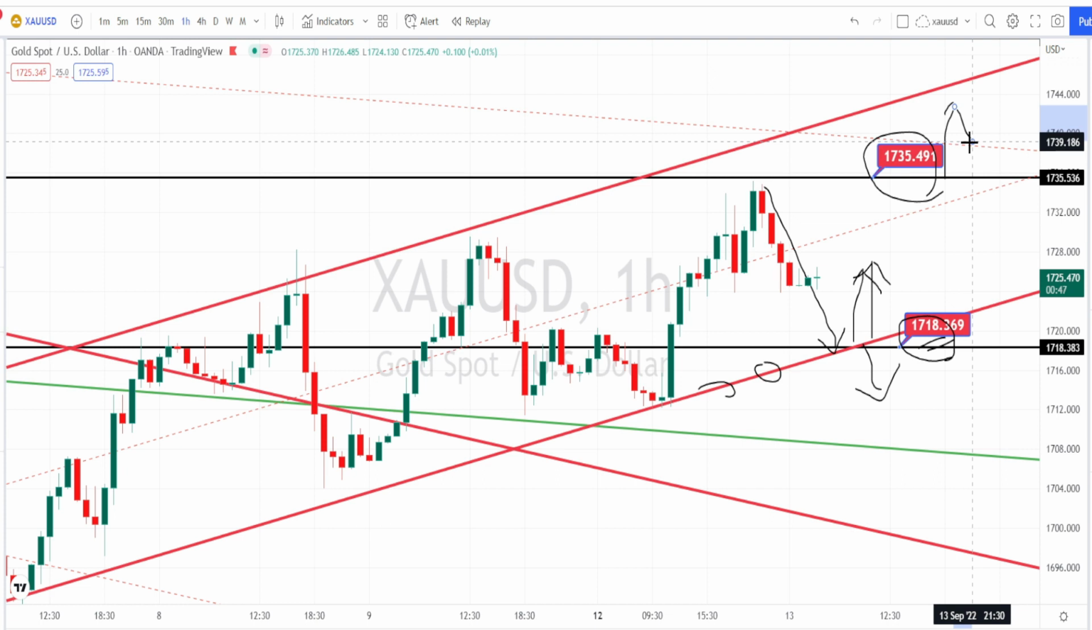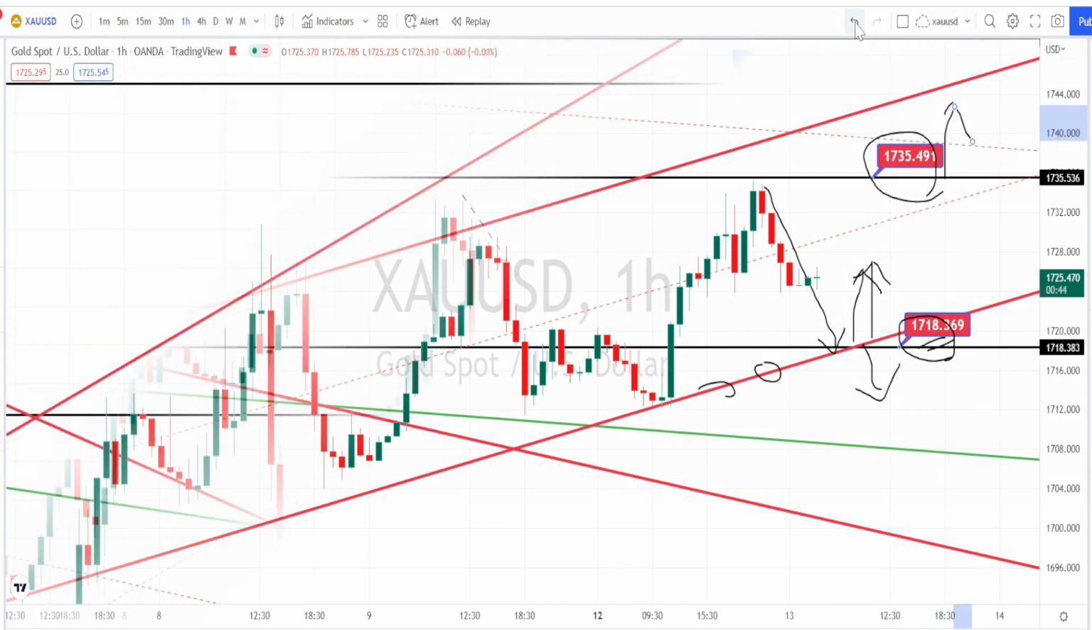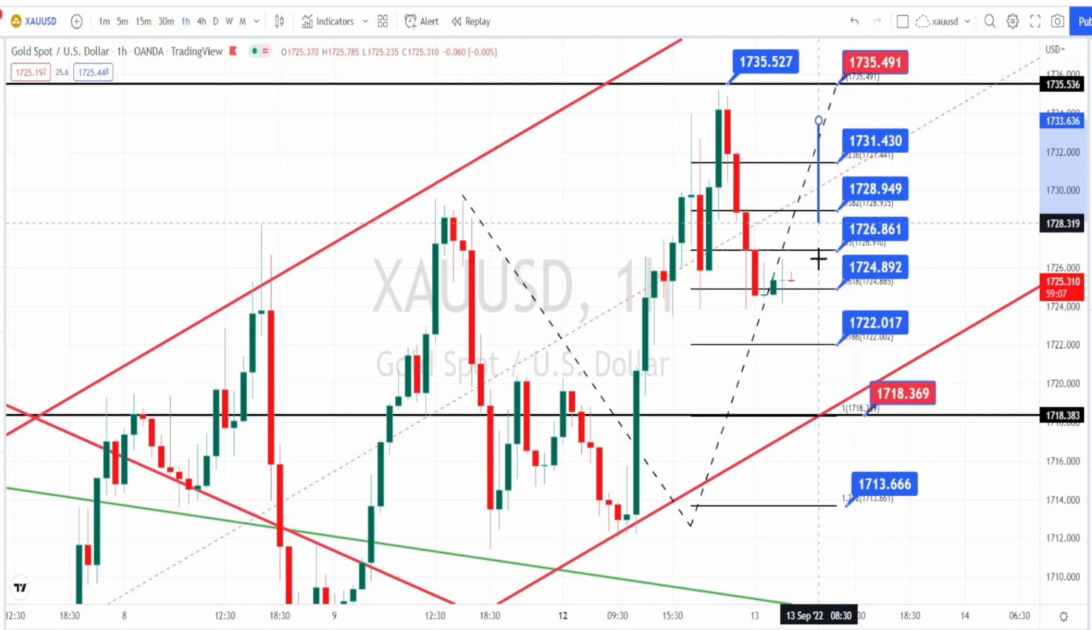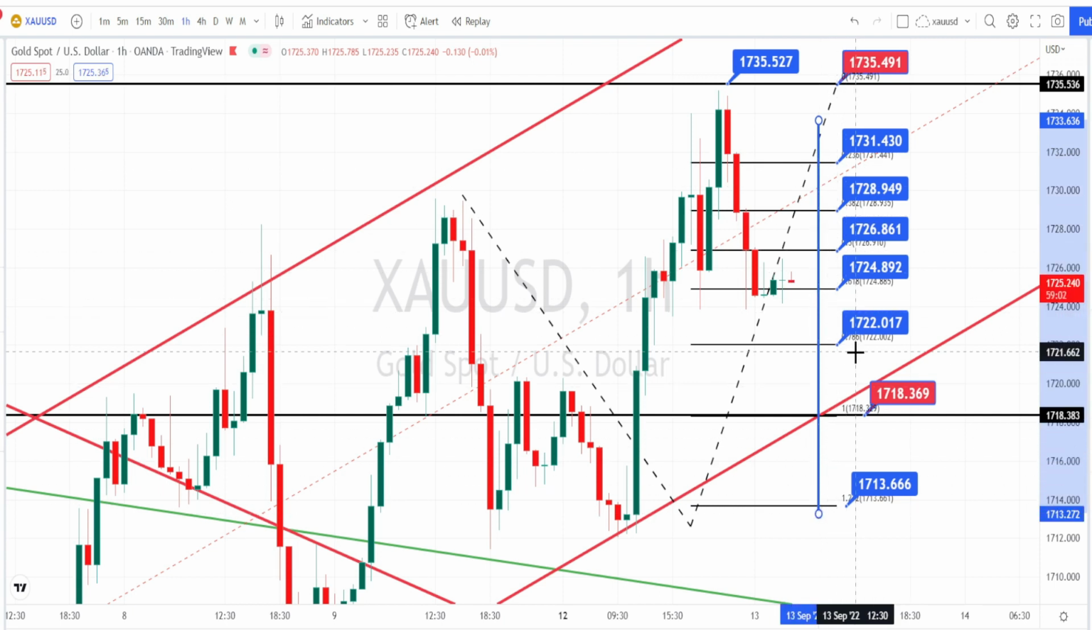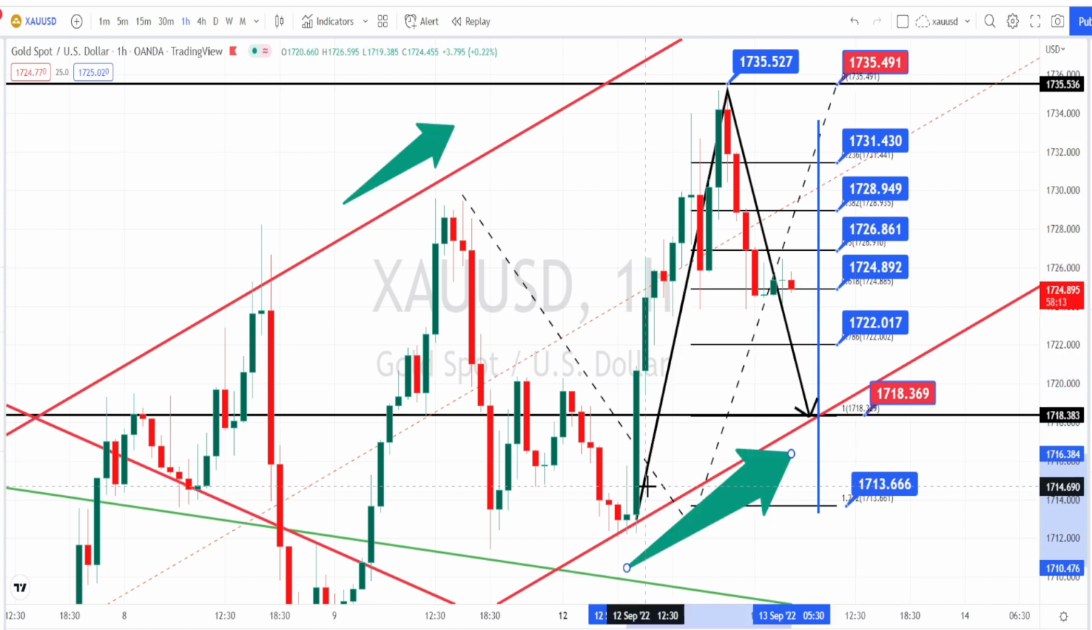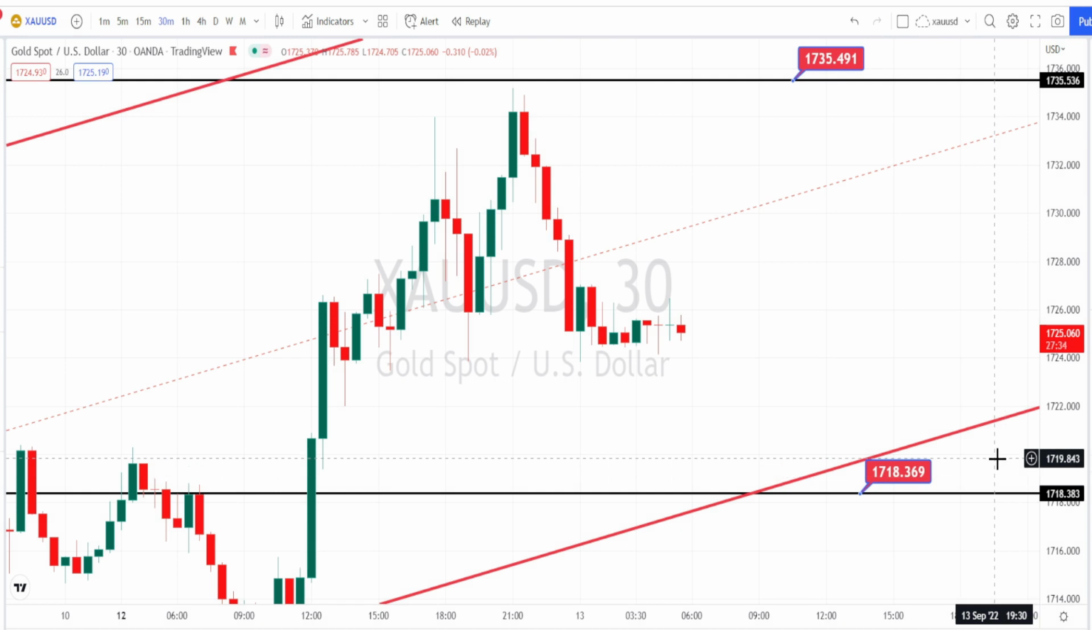Let us mark the support and resistance levels. So the values within these blue color boxes are the resistance and support levels for hourly time frame. Let us do the analysis in 30 minutes time frame. I am in 30 minutes time frame.